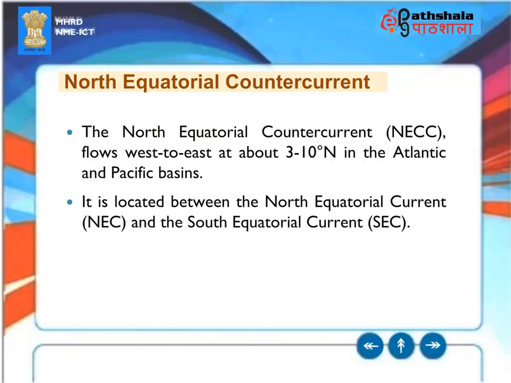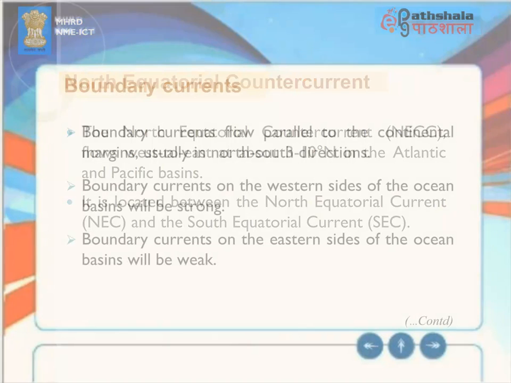North Equatorial Countercurrent. The North Equatorial Countercurrent, NECC, flows west to east at about 3 to 10 degrees north in the Atlantic and Pacific basins. It is located between the North Equatorial Current, NEC, and the South Equatorial Current, SEC.